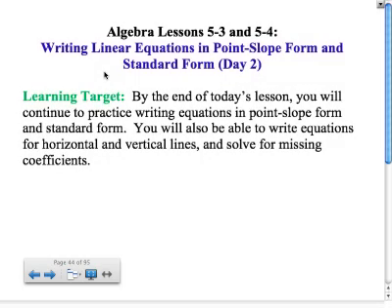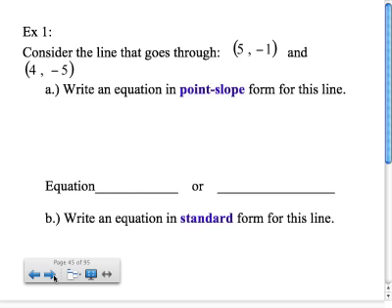Continue to take a look here in sections 5.3 and 5.4, writing linear equations in point slope and standard form. So we're just going to build off of the ideas from the previous video and from the previous lesson. We'll look at a couple of different types of examples that we could potentially be faced with, and then we'll wrap it up.